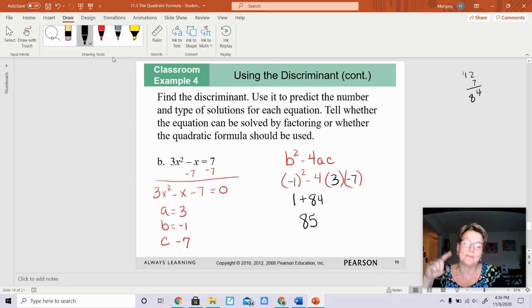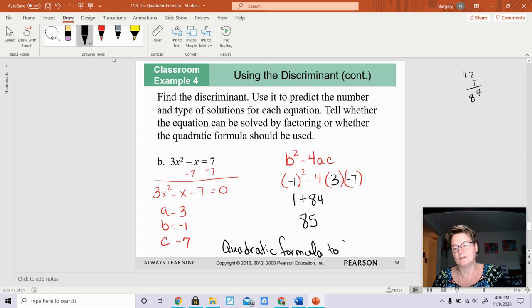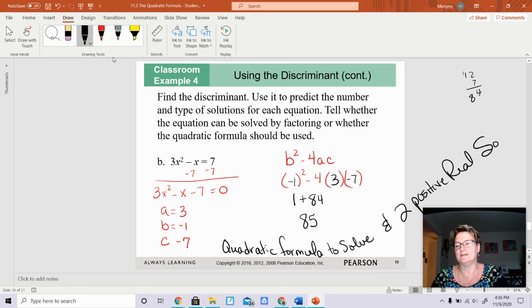Now, first of all, this is a positive number. However, it is not a perfect square root, which means you must use the quadratic formula to solve. And it has two positive real solutions. Alrighty, let's go to the next one.